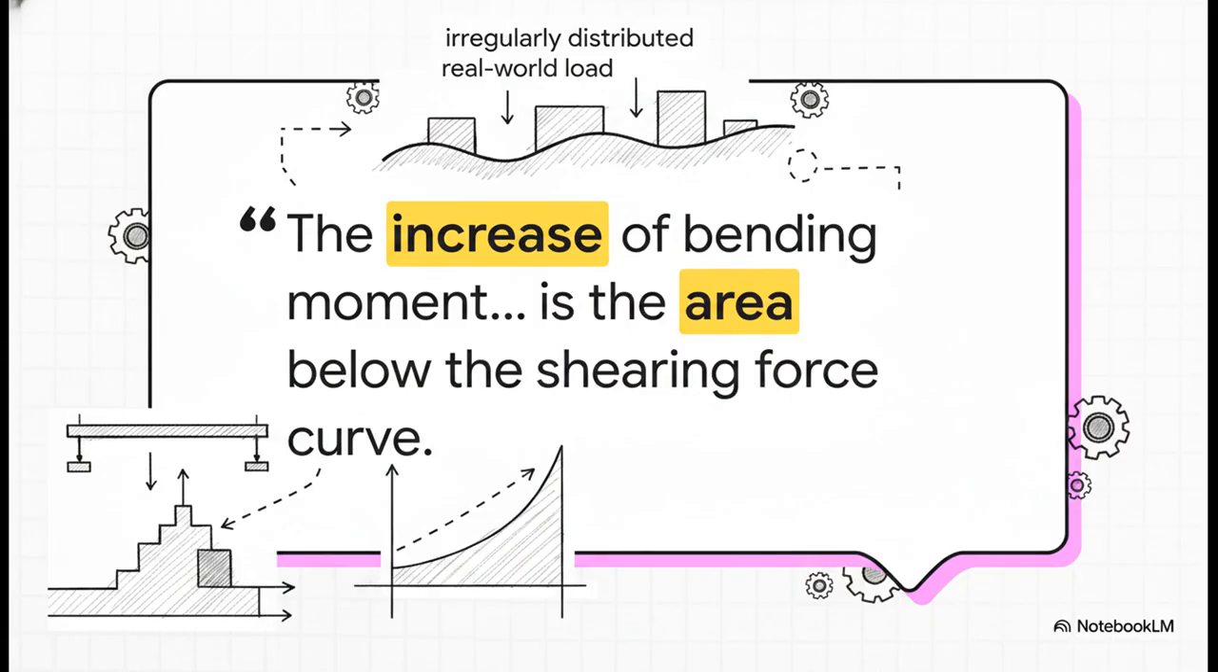And because of that derivative relationship, we get this incredibly powerful rule for integration. The increase of bending moment between any 2 points on a beam is simply the area below the shearing force curve for that exact same length. So if you're dealing with an irregularly distributed real-world load, no sweat. If you can find the area under the shear graph, you can find your exact bending moment.